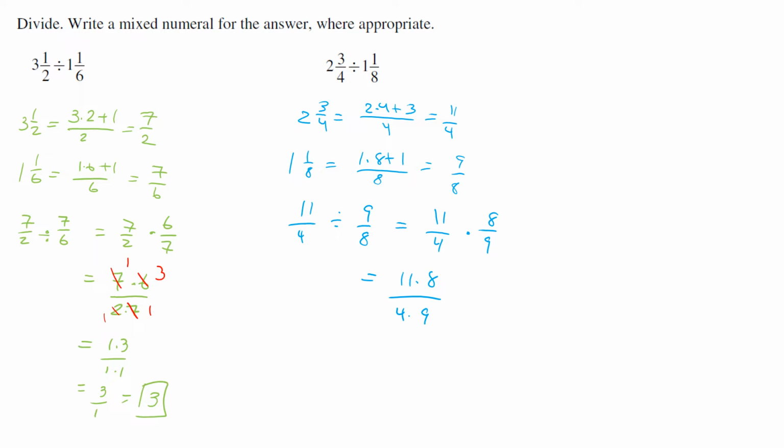We see 8 and 4 share a factor of 4. 8 divided by 4 is 2. 4 divided by 4 is 1. So we get 11 times 2 over 1 times 9, which is going to give us 22 over 9. Since this is an improper fraction, we want to divide in order to make this a mixed number. So 22 divided by 9. 9 goes into 22 2 times. So 2 times 9 is 18. And then we do 22 minus 18, which would give us 4. So we have an answer of 2 4/9.